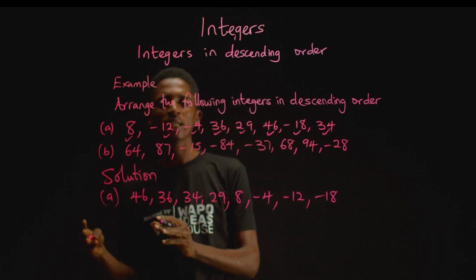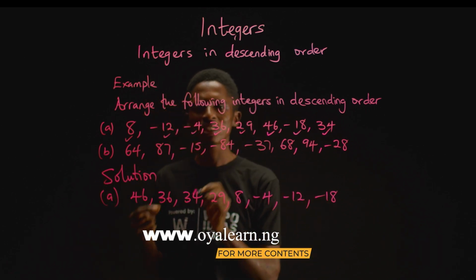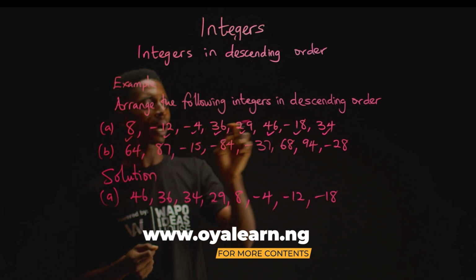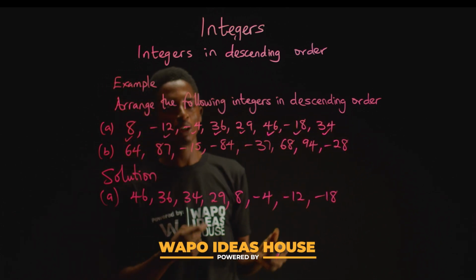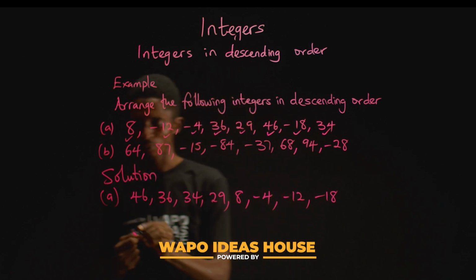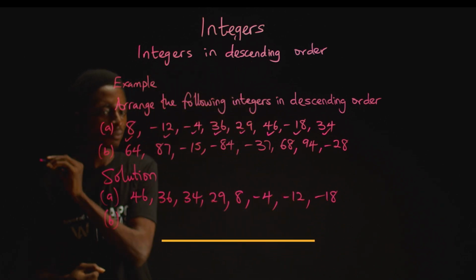Ensure that when you are doing a work like this, you take your time to look through from number to number. Tick the ones you have written down so that you do not make an error as you write them down. Now let's go to B.